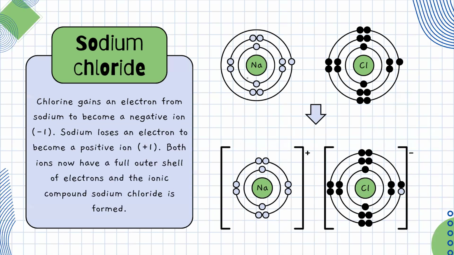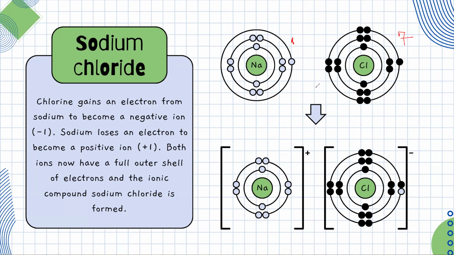Now look at this. Sodium and chlorine. Sodium is in group 1 and chlorine is in group 7. So I want to ask the question, which one is going to lose an electron and which one is going to gain an electron? Who is answering my question? Sodium will lose an electron. Thank you very much, because sodium is the metal. Which one is going to gain the electron? Chlorine. Thank you very much.